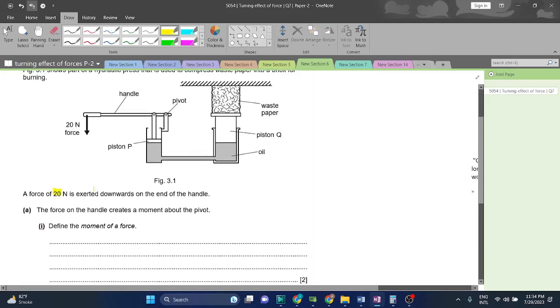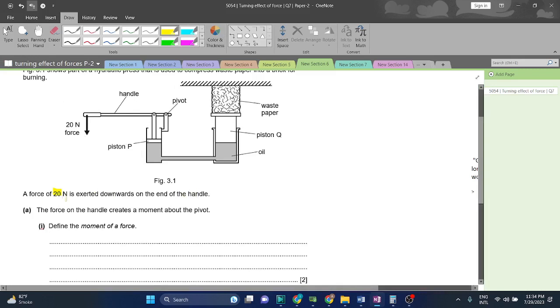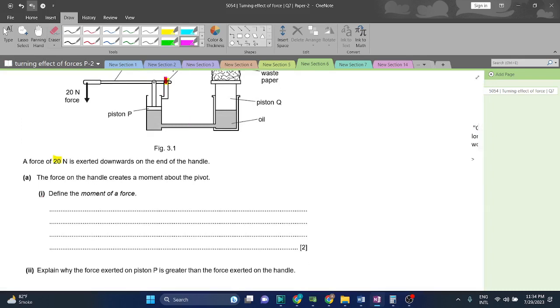A force of 20 newtons is exerted downwards on the end of the handle. Idhar 20 newtons. The force on the handle creates a moment about the pivot. Of course, this is the pivot. Remember, उन्होंने खुद ही specify किया हुआ है कि this is the pivot. Define the moment of a force.